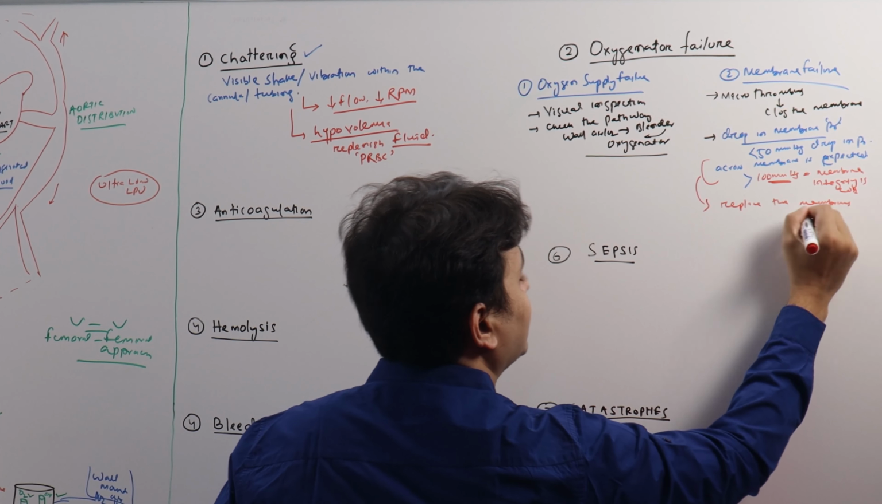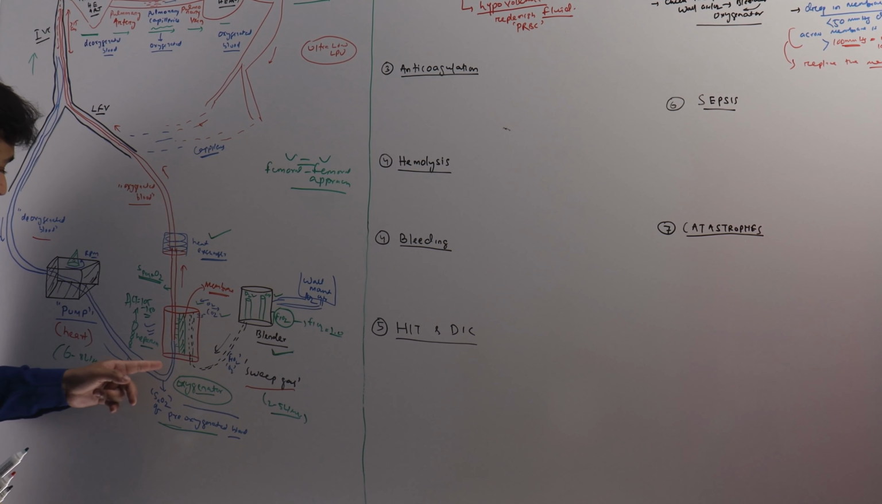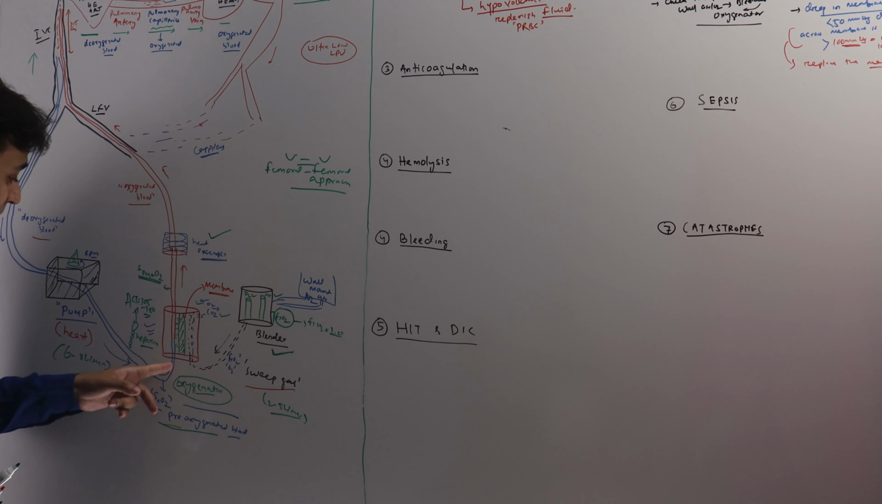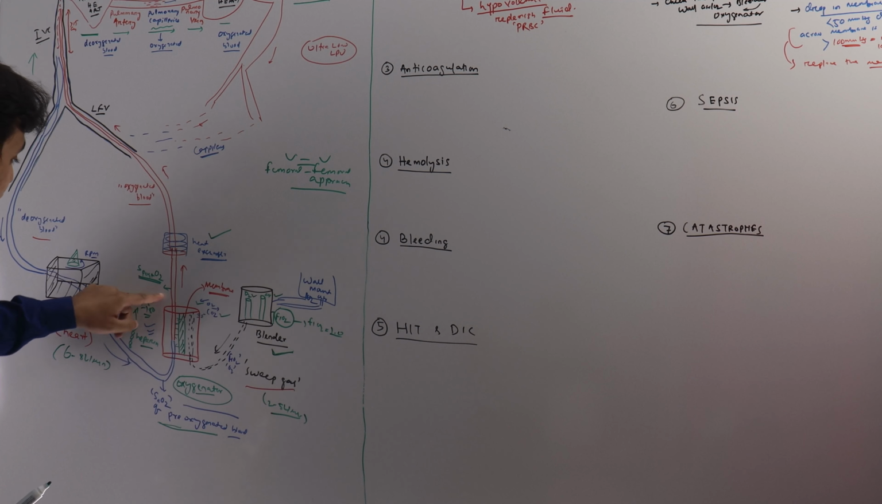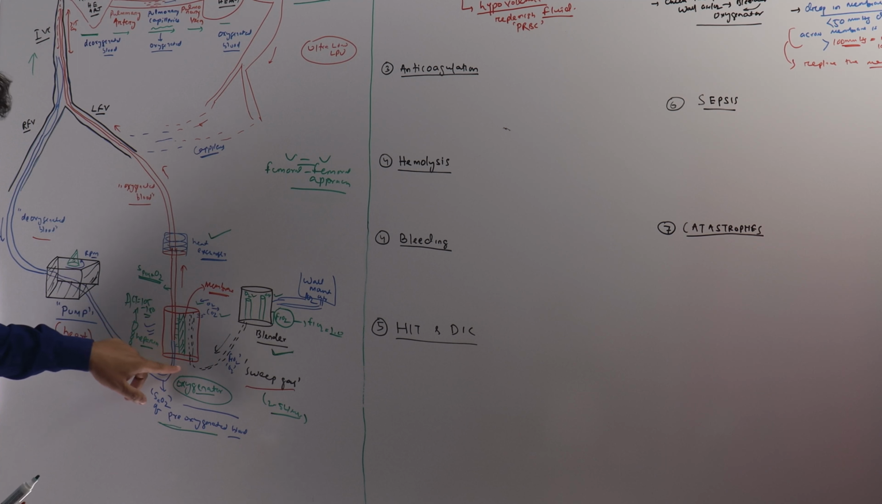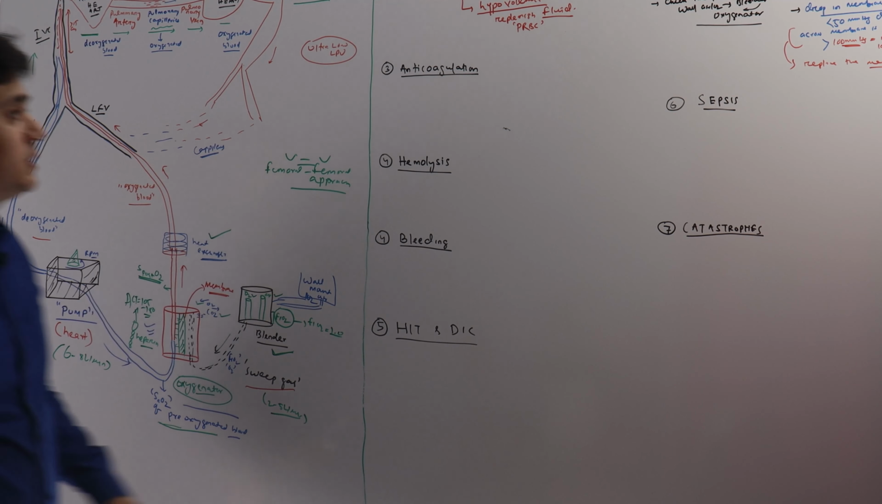Oxygenator failure is one of the most common complications that can happen. When the blood comes into the oxygenator here and goes out, there is a pressure drop. That is called the usual pressure drop, which is less than 50 millimeters of mercury. So you can check the pressure here, you can check the pressure here. The pressure drop will be less than 50 millimeters of mercury. If the pressure drop here is more than 100 millimeters of mercury, that means we have a problem in the oxygenator. So in that situation, we have to replace the oxygenator, right?